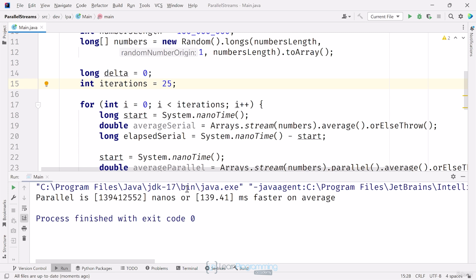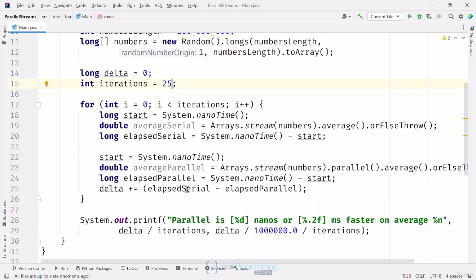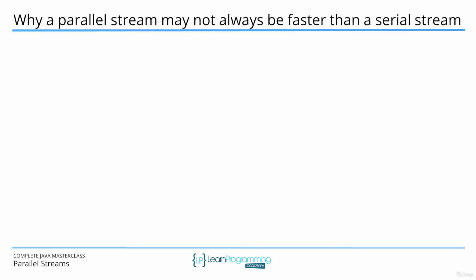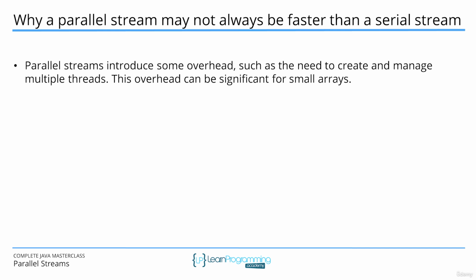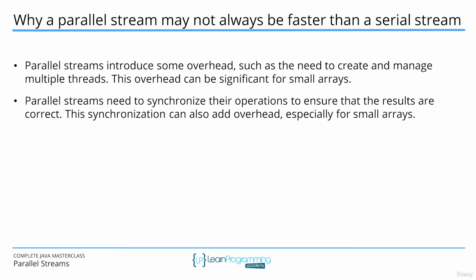There's some overhead associated with using parallel streams. Some operations are very fast naturally, like summations and averages. For these types of operations, the overheads involved with parallel streams may actually not be faster, as we've seen, until your data set gets large enough. Parallel streams introduce some overhead, such as the need to create and manage multiple threads. This overhead can be significant for small arrays. Parallel streams need to synchronize their operations to ensure that the results are correct. This synchronization can also add overhead, especially for small arrays.